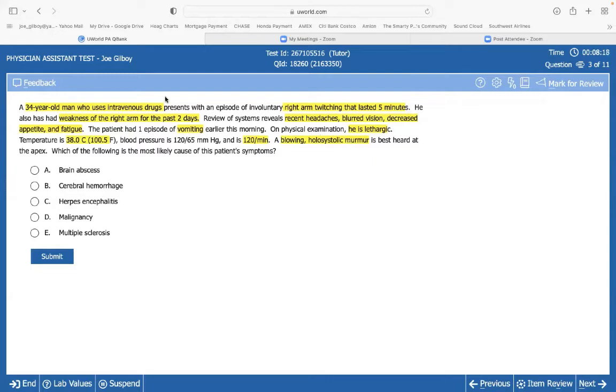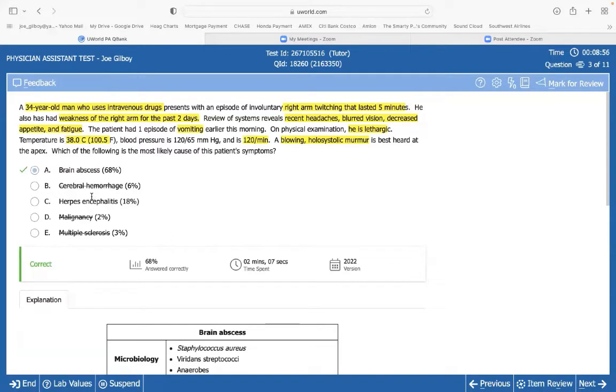Okay. So you see him, he's 34, an IV drug abuser, arm twitching, headache. He's got a murmur. He's got a fever. You're like, this sure doesn't sound like multiple sclerosis. This sure doesn't sound like a malignancy. Okay, there are your two answers, guys. Stop, step back, common sense, just common sense. You're like, does this sound like herpes or does this sound like an abscess? And you're like, oh, Joe keeps barking about Staph Island. Staph likes to make abscesses. God, I'll have to go with this, Joe.